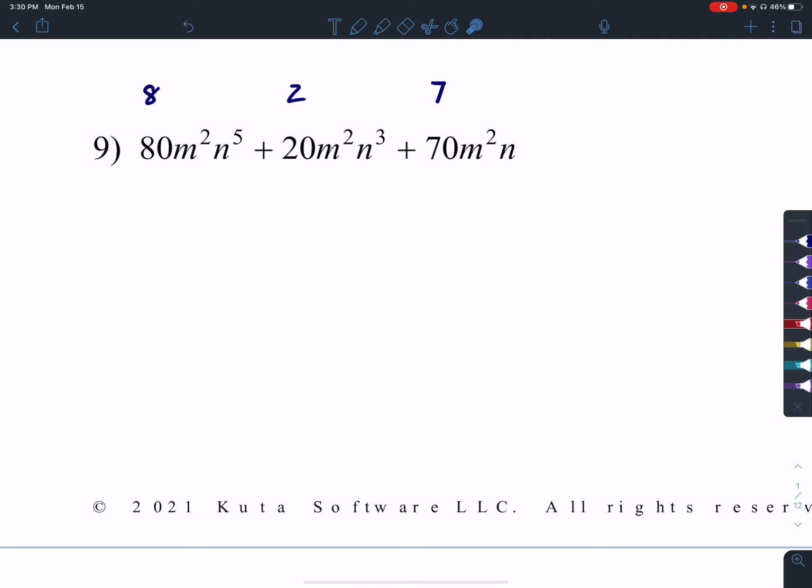And again, looking at these, 7 is prime, so you wouldn't be able to divide any further. That tells us that 10 is our greatest common factor for the coefficients. And now looking at the variables, m squared, m squared, m squared, they all have an m squared. So we can take m squared out. And then looking at the n's, n to the 5, n to the 3, n to the 1, they only have one n in common.